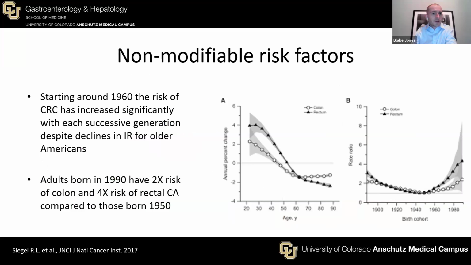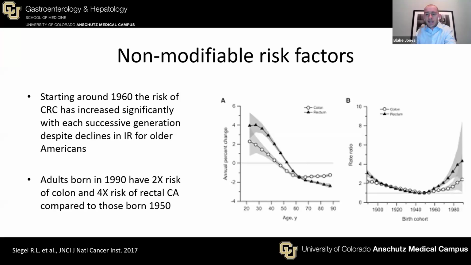And then there's this other thing that I presented last time as well, but I'll touch on again tonight, which is the birth cohort effect, which has been identified since around the middle of the last century. Starting in 1960, the risk of colorectal cancer has increased significantly with each successive generation. And that's despite reductions in incidence among older patients because of improved screening and things like that. So what does that mean? It means that adults born in 1990 have a two-fold increased risk of colon and a four-fold increased risk of rectal cancer compared to those born in 1950.